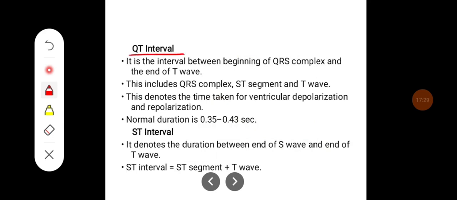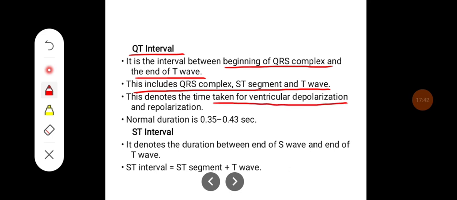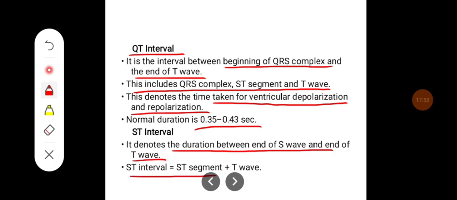QT interval. It is the interval between beginning of QRS complex and the end of T wave. This includes QRS complex, ST segment and T wave. This denotes the time taken for ventricular depolarization and repolarization. The duration is between 0.35 to 0.43 seconds. ST interval denotes the duration between the end of S wave and end of T wave. So ST interval is equal to ST segment plus T wave.